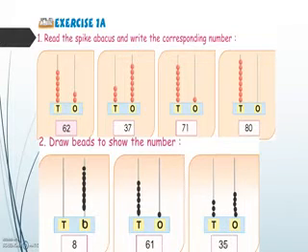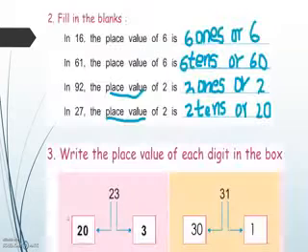Similarly, here 35 is written. In the ones row, how many beads do we have to put? 5. 1, 2, 3, 4, 5. And in the tens row, 3. 1, 2, 3. Now look at this 31. 3 is at the tens place. So the place value of 3 is 30. Now look at the 1. 1 is at the ones place. So the place value of 1 is 1.